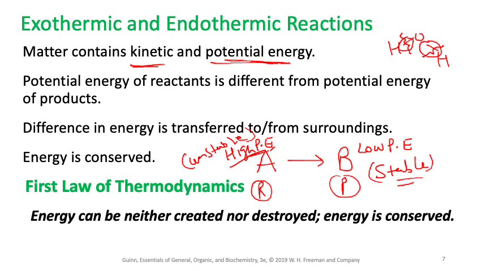But the question is where the rest of the energy goes. If A has high potential energy and B has low potential energy, we already know energy cannot be created nor destroyed. This is the first law of thermodynamics. You cannot create energy, you cannot destroy energy, and energy is conserved. So where does the rest of the energy that we had in molecule A go? Because molecule B has less energy, some of the energy is dissipated or goes into the environment in the form of heat.